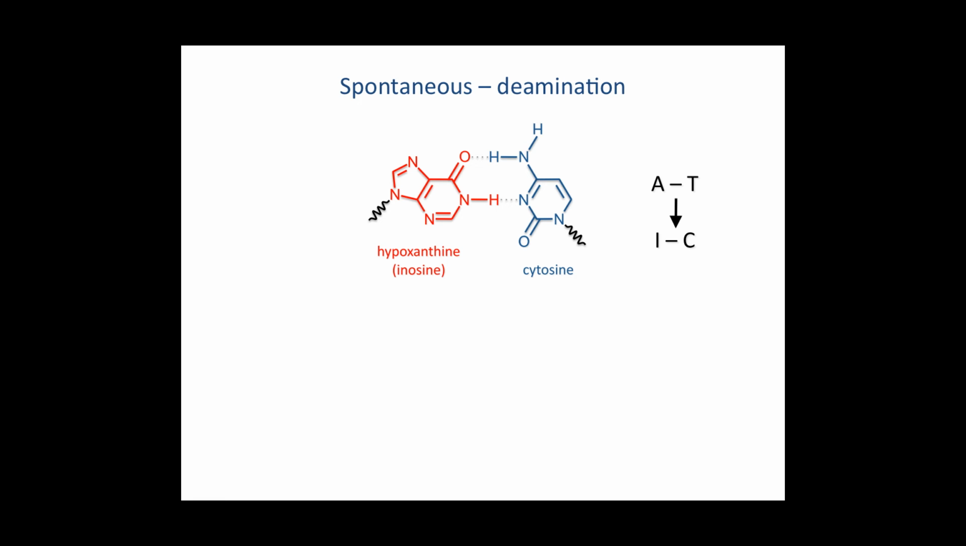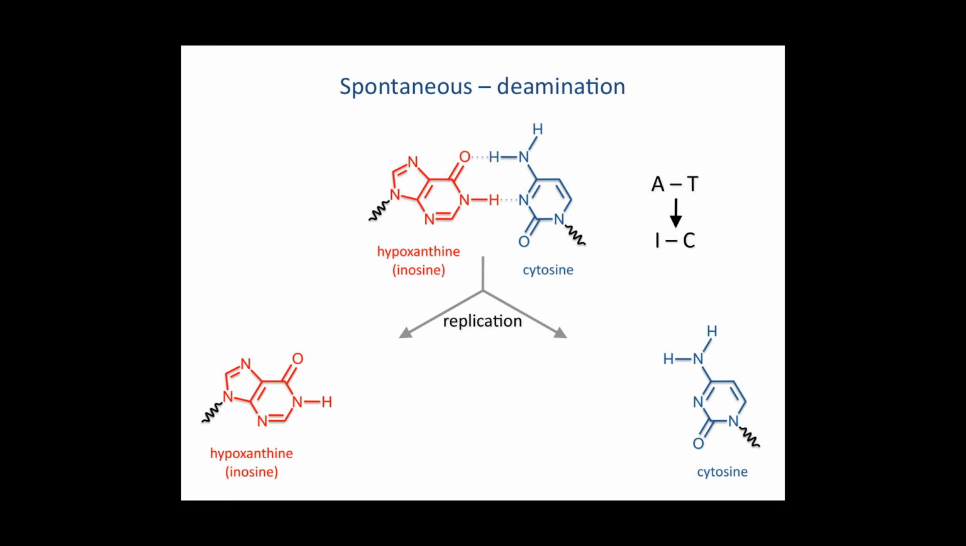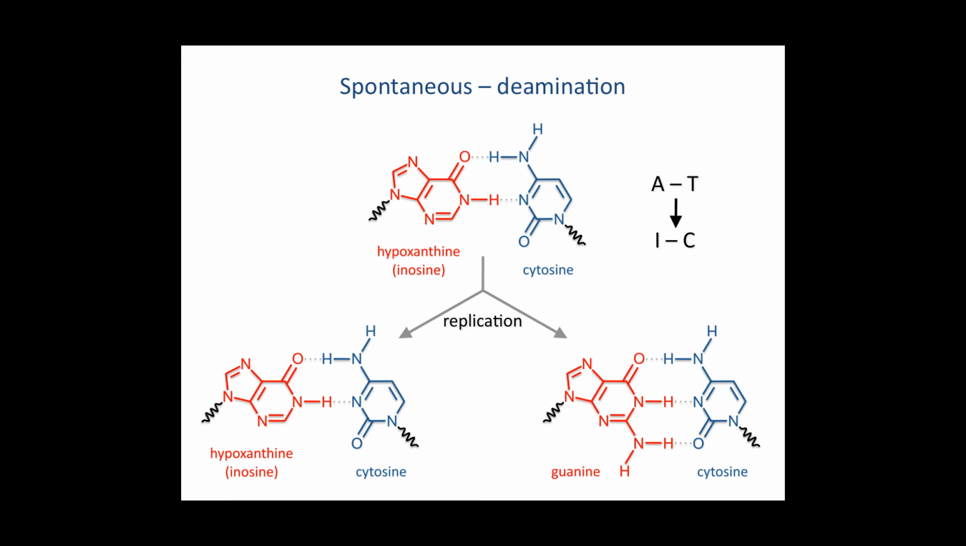Now that we have an IC base pair, let's see what happens when the cell divides. In DNA replication, the two strands of the DNA molecule will separate, and new strands will be built on the old strands. In one of the new strands, a cytosine will be used to base pair with the existing inosine base. In the other new strand, a guanine will be used to base pair with the cytosine. The ultimate consequence is that an AT base pair has now fully transformed into a GC base pair. And that GC base pair will be transmitted to future generations of cells.